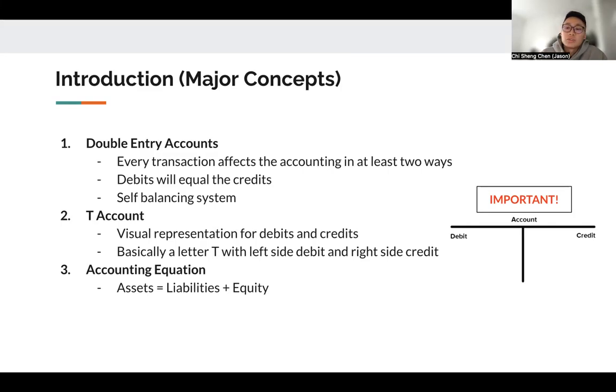On the right side, you'll see the T account. It's basically a letter T with the left side debit and the right side credit. This is very important. You should definitely remember this because you'll be using this a lot throughout the whole accounting period. And third, you'll be doing the accounting equation. It's always going to be assets equal to liabilities plus equity. It's going to be balanced.